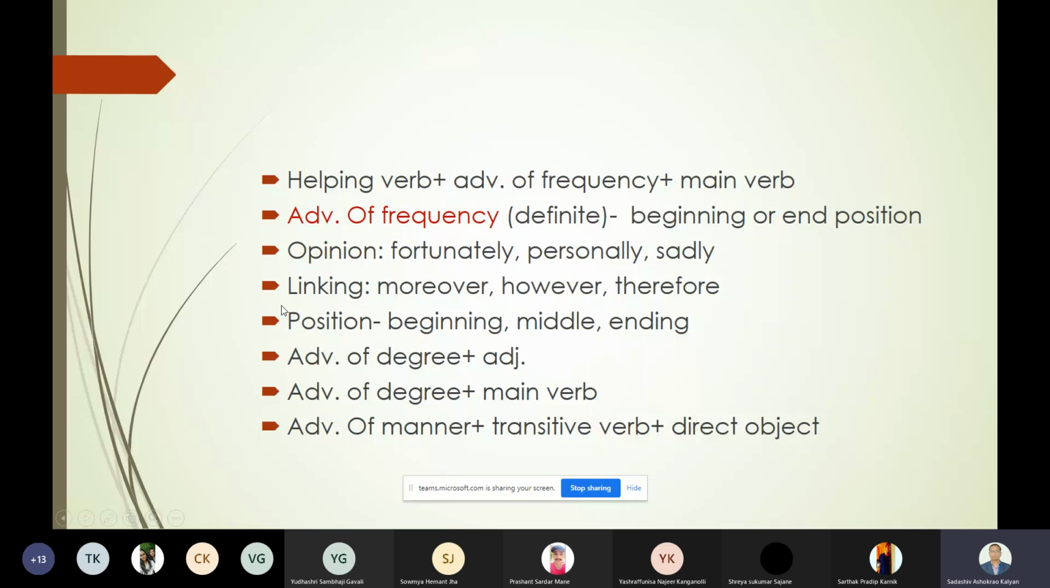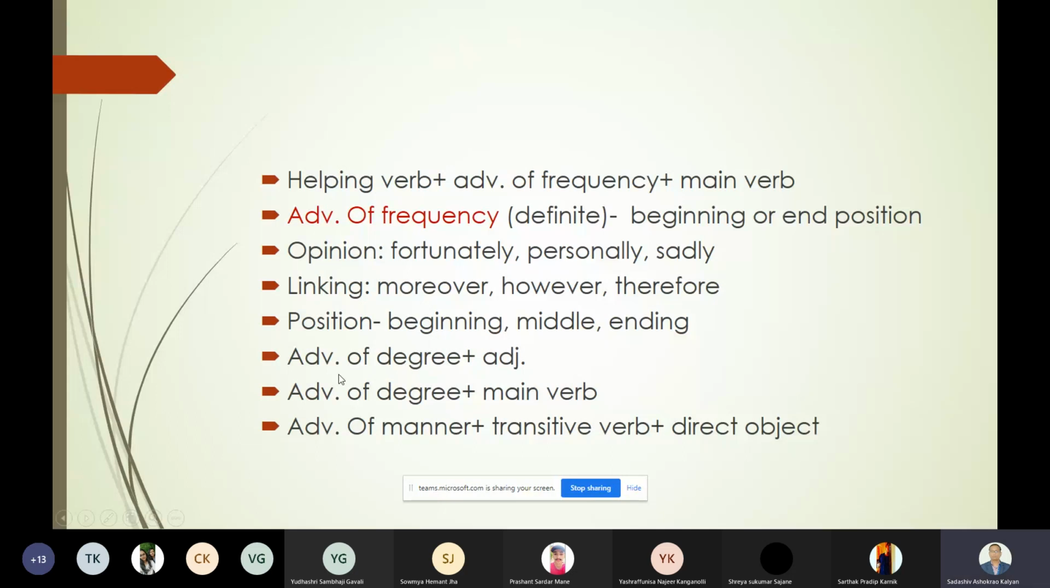There are also various kinds of linking words. Linking words are trying to connect two sentences, or two words. We are using words like however, therefore, moreover. These are all the various kinds of words which are called linking words. Like the linking words, when we want to present our opinions, we are using various kinds of words like sadly, personally, fortunately.